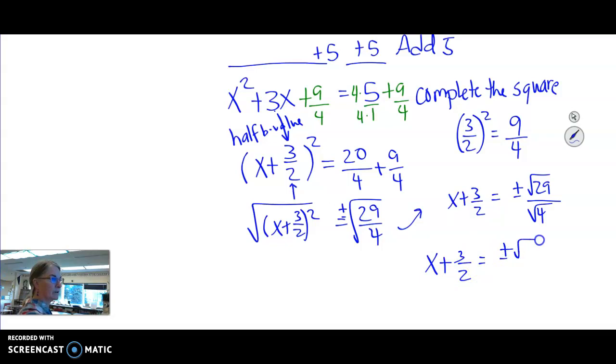Plus or minus the square root of 29 over 2. And then I'm going to subtract 3/2 from both sides. So I get x equals negative 3/2. If I'm subtracting it, then it's going to be negative on the other side, plus or minus the square root of 29 over 2.